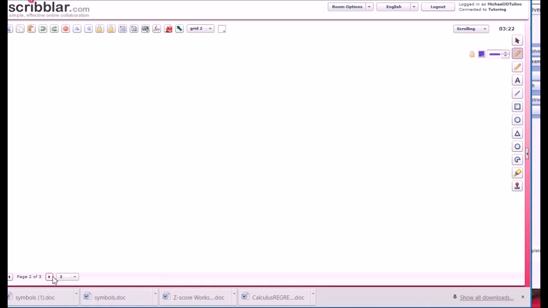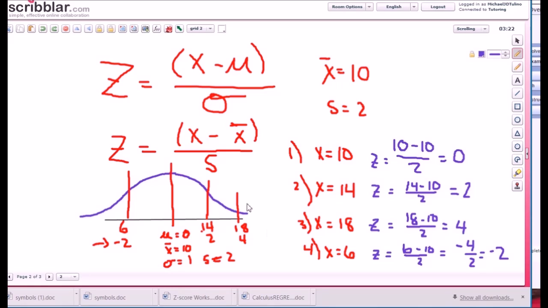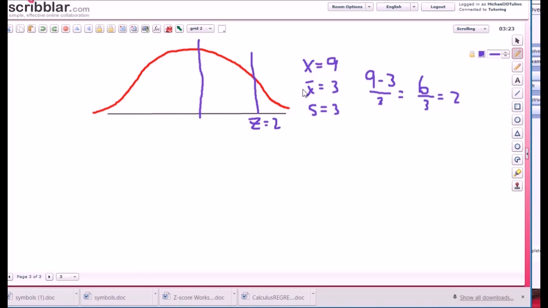Now over here on this other page, let me go back and make sure I was labeling it correctly. Over here, these values were the z-scores, and these ones here were the x values. And we were translating them into the z-scores. So that's what we did with this example.